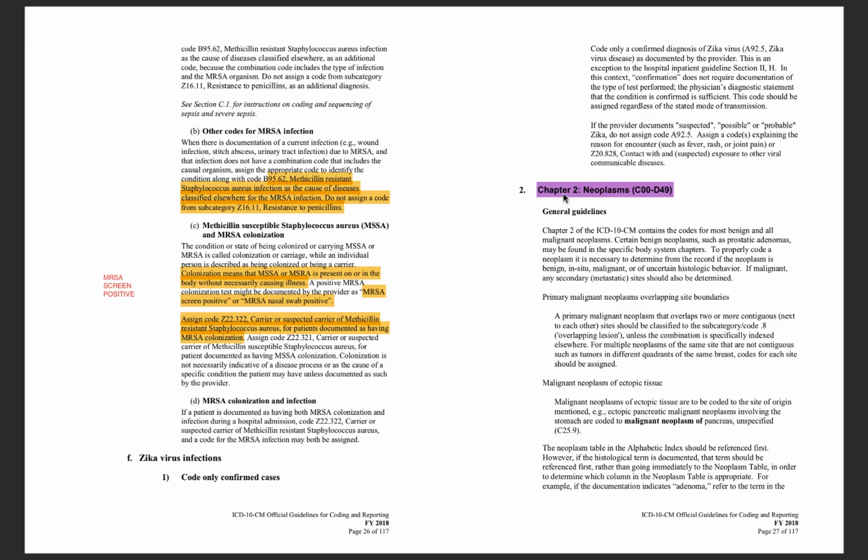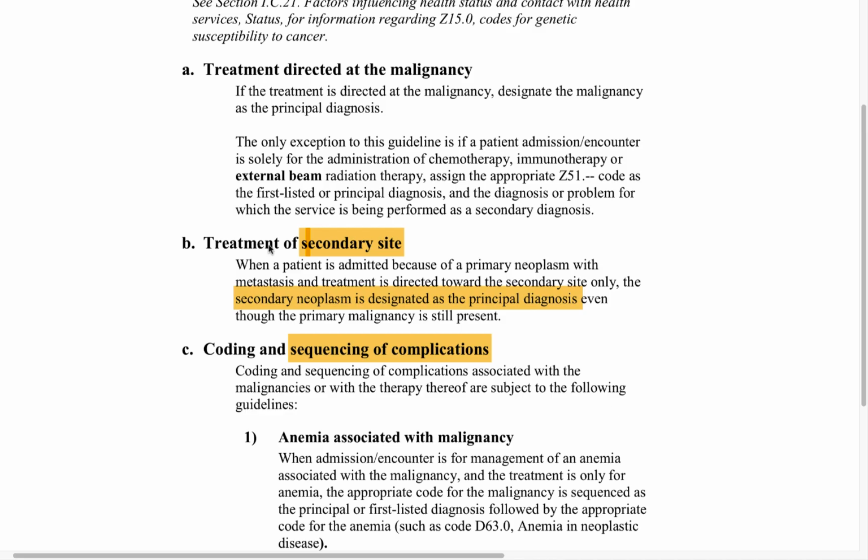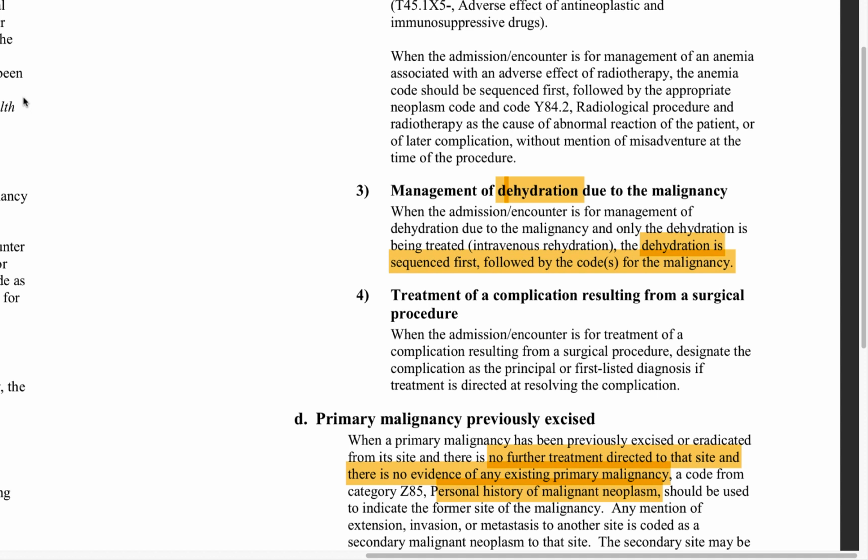Now we're going to take a look at Chapter 2 for Neoplasms. Let's start with B, treatment of secondary site. When a patient is admitted because of a primary neoplasm that has metastasized and the treatment is directed toward the secondary site that it metastasized to, the secondary neoplasm is designated as the first principal diagnosis, even though the primary malignancy is still present. Management of dehydration due to malignancy.